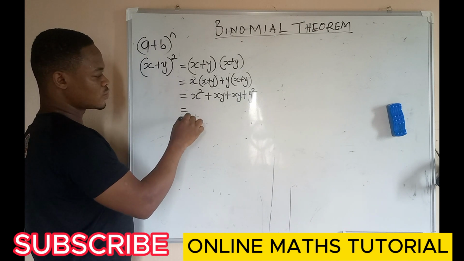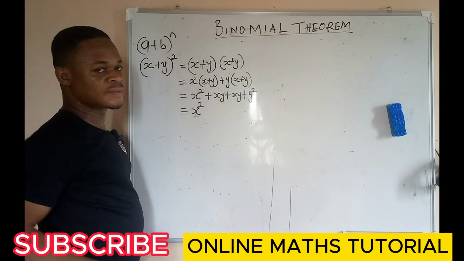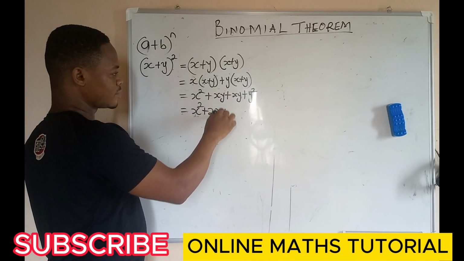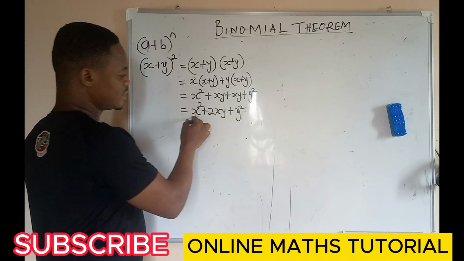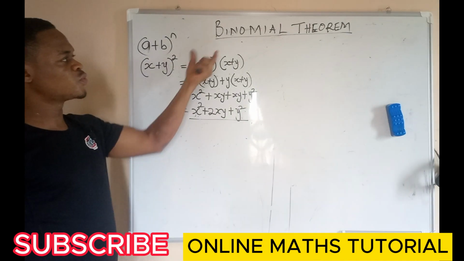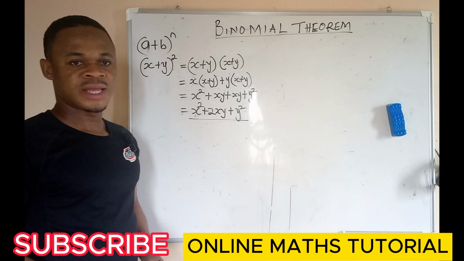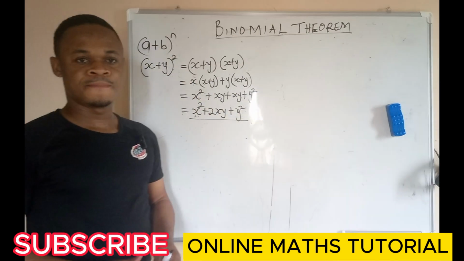And this is equal to x raised to power 2, plus xy plus xy, which is the same as 2xy, plus y raised to power 2. In this case, we have expanded this expression. So this is what we basically discuss in binomial theorem: expansion of expressions to a certain power.